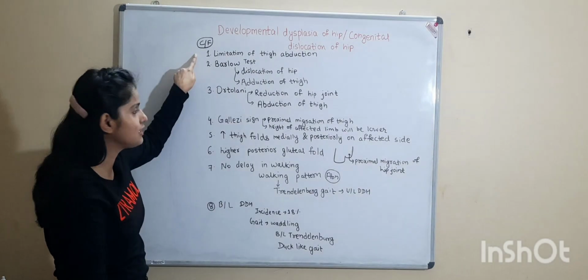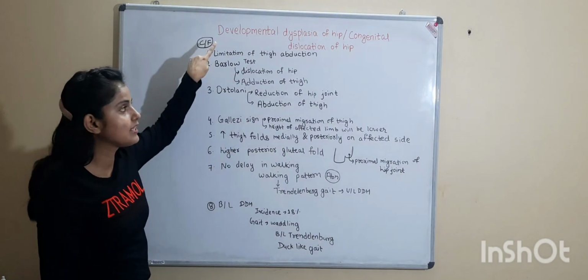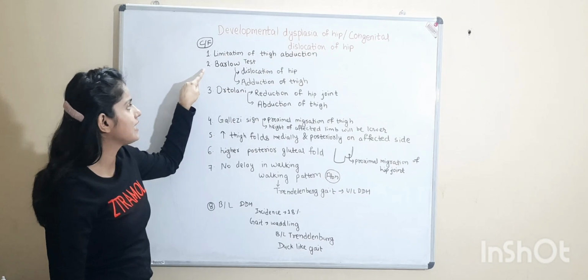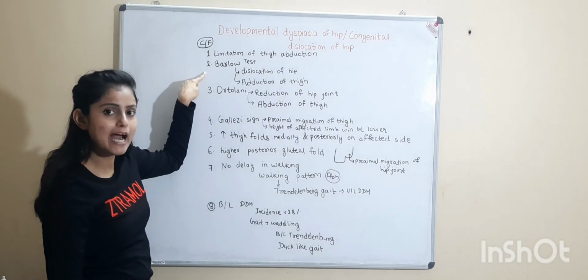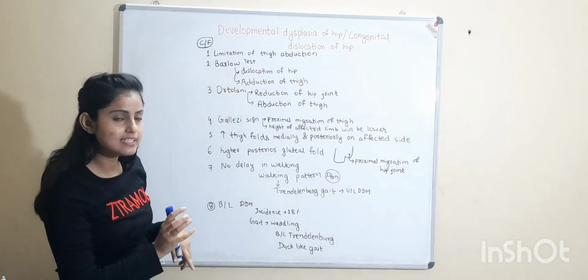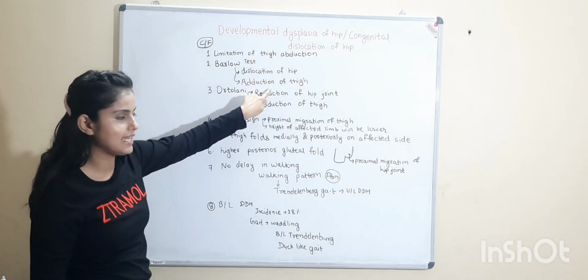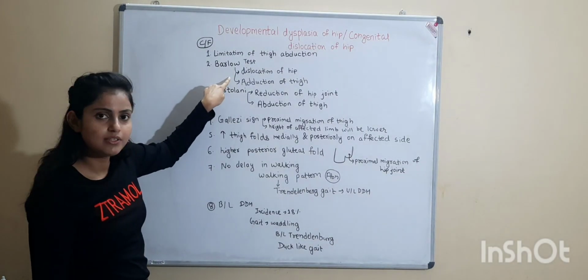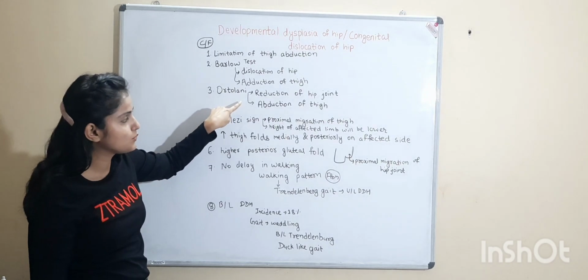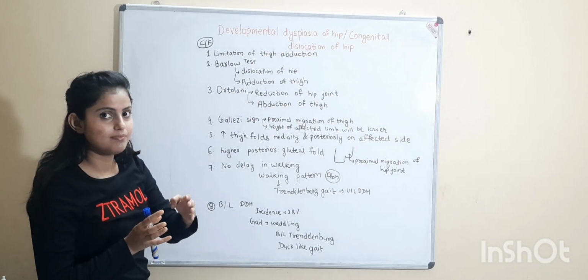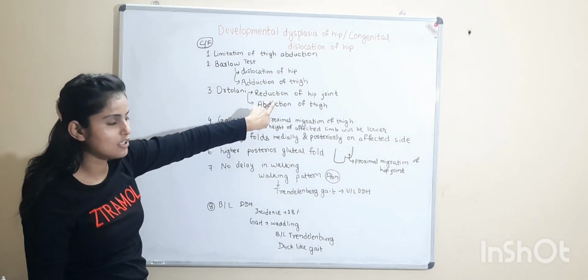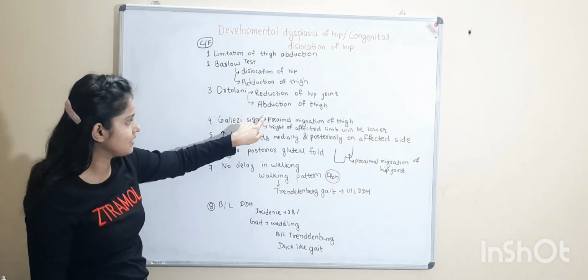Now talking about the clinical features. If the child has developmental dysplasia of the hip, then there will be limitation of thigh abduction. Then the orthopedic surgeon will perform the Barlow test for the diagnosis. Firstly, the surgeon will dislocate the hip by doing adduction of the thigh. And after there is dysplasia, the Ortolani test is performed to again keep the femur head and the acetabulum in position. For that, we do reduction of the hip joint by doing abduction of the thigh.